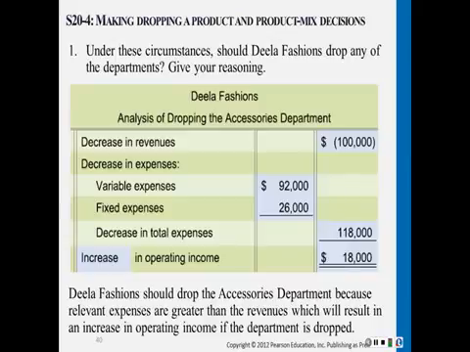Dela Fashions should consider dropping the accessories department because relevant expenses are greater than the revenues, which will result in an increase in operating income if the department is dropped.